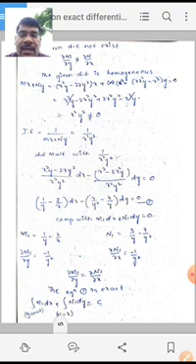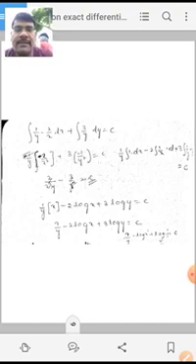Now we have to integrate it: integration of M1 dx + N1 dy equal to c. Here we are getting the integration of (1/y − 2/x)dx + 3/y dy equal to constant c. We integrate it and get x/y − 2 log x + 3 log y is equal to c. This is the solution of the differential equation.